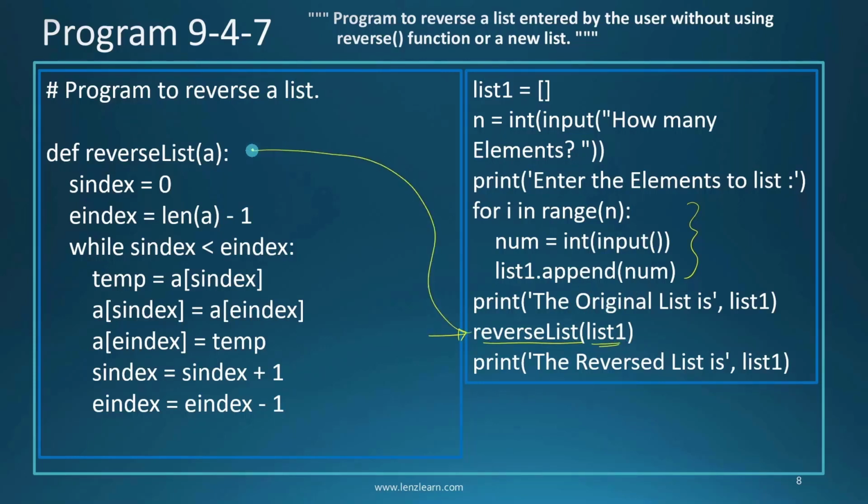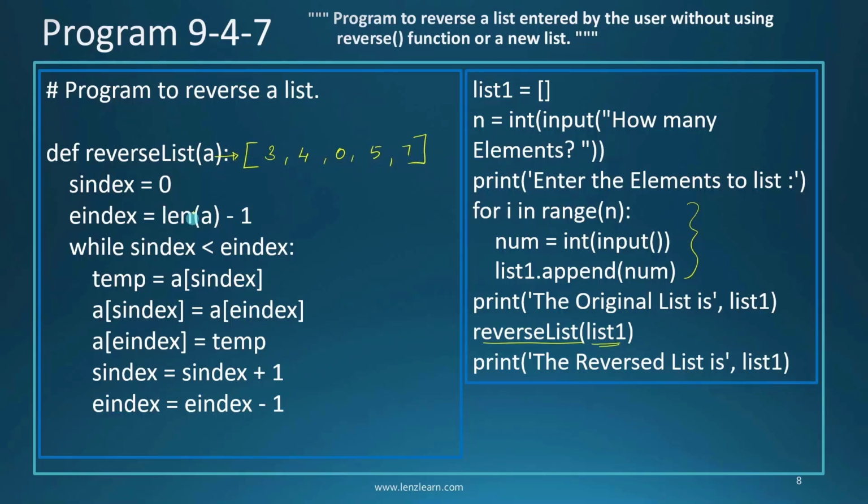So now the control will come to the function definition. Now assume that this is the input that you have entered into list 1. Okay, so it has 5 elements inside it. We have 3, 4, 0, 5 and 7. So right now list a has this value inside it. Okay, 3, 4, 0, 5 and 7.